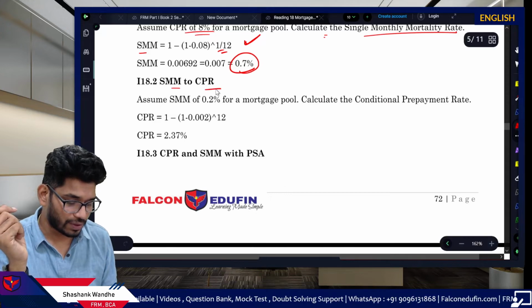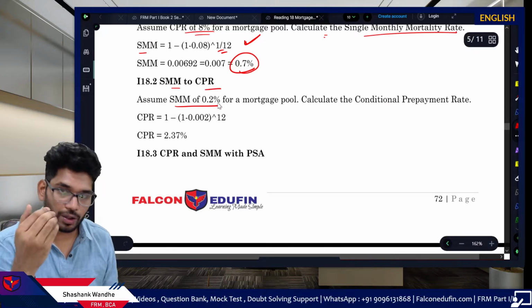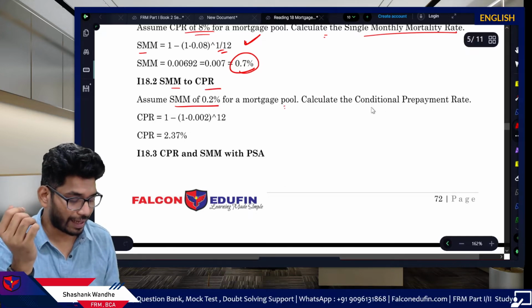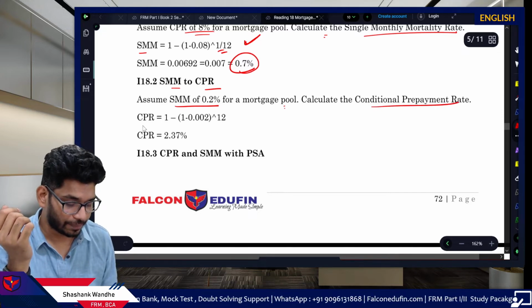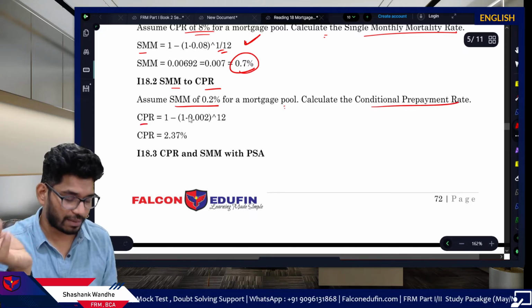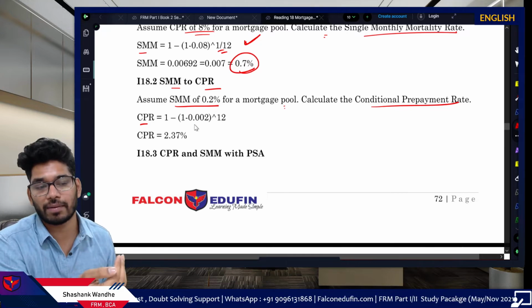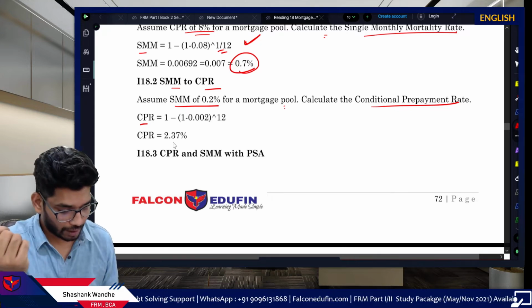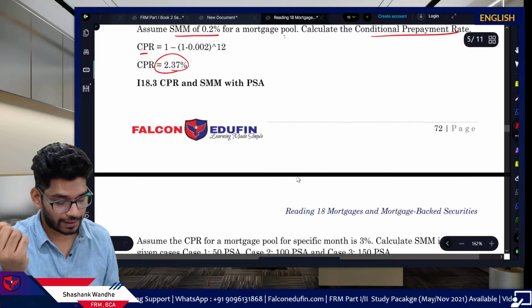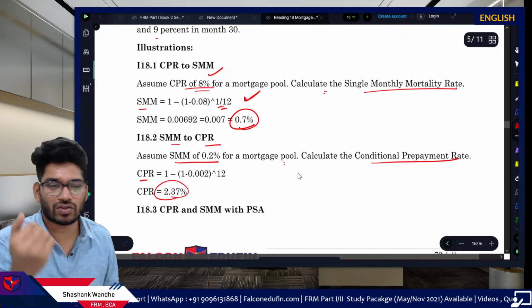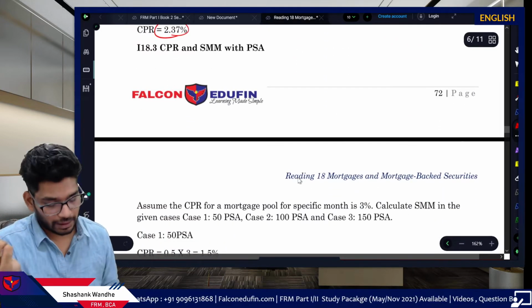Second, SMM to CPR. SMM is equal to 0.2% for the mortgage pool. Calculate the conditional prepayment rate. So CPR is equal to, you know the formula, 1 minus (1 minus SMM) to the power 12, and you will get 2.37%. This is easy to understand, right? So I'm not going to spend a lot of time here.